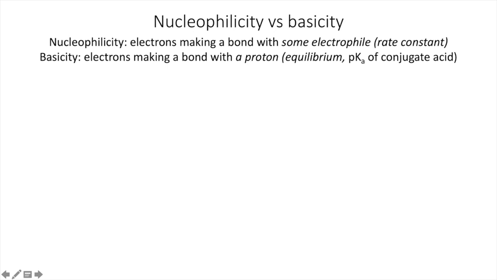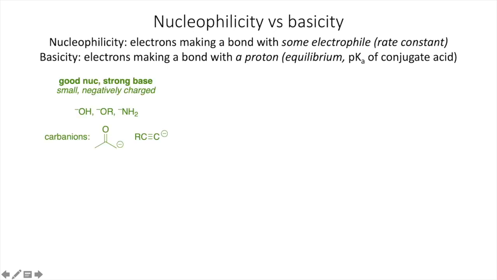Here, it's still electrons going to make a bond, but now it's electrons making a bond with a proton specifically, instead of just some electron-poor electrophile. And in 116, we learned we usually talk about basicity in terms of equilibrium, right? pKa. So kinetics really don't play into basicity very much, mostly because the proton is so small that steric effects don't play a role. But let's go into a little bit more detail about nucleophilicity and basicity.